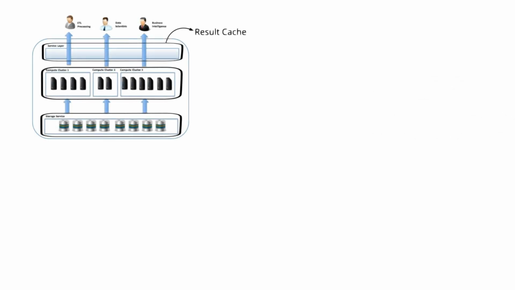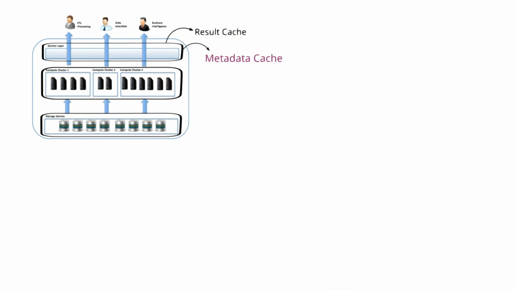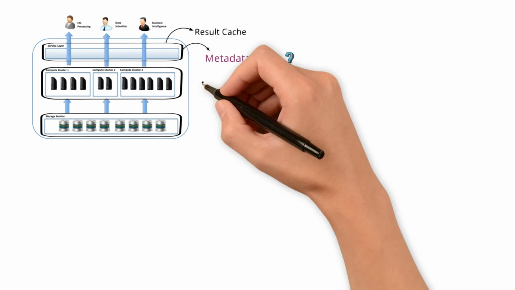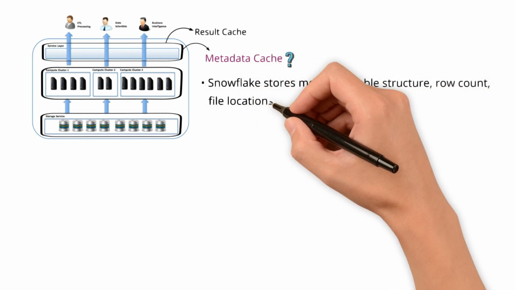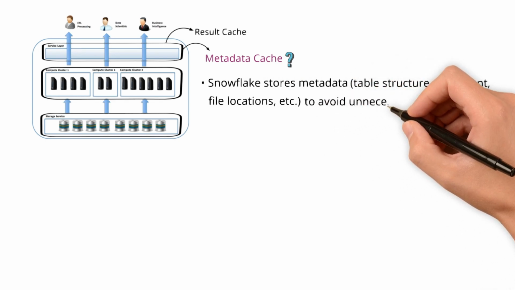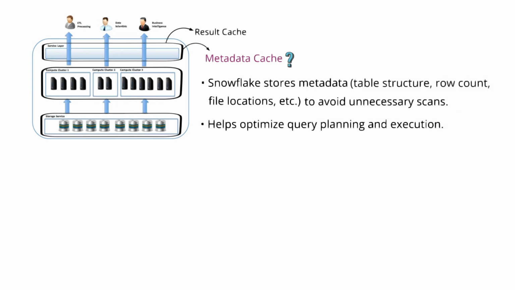In addition to this, Snowflake also maintains a metadata cache at the service layer. What is it? Snowflake stores metadata like table structure, row count, file locations, etc. to avoid unnecessary scans. This helps optimize query planning and execution.